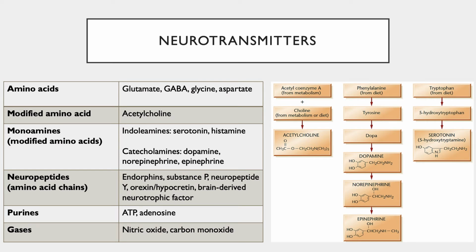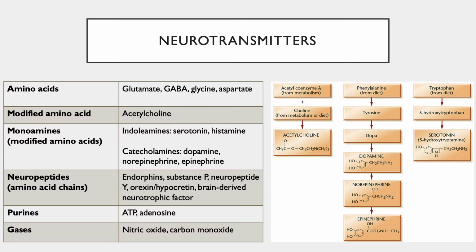Neurotransmitters are chemical messengers, and they're nearly all synthesized from amino acids that are obtained from dietary protein. There are many more neurotransmitters than the ones we'll cover in this course. To start, amino acid neurotransmitters. That includes glutamate, GABA, glycine, and aspartate. We'll talk quite a bit about glutamate and GABA in this course.